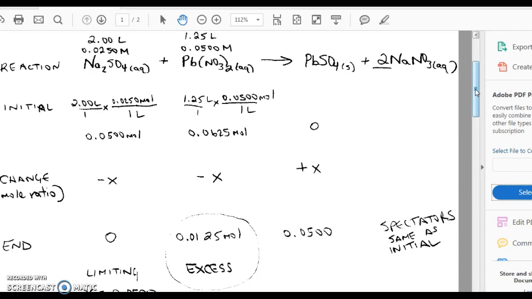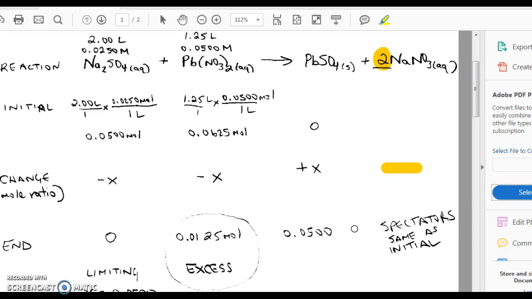Now if I had coefficients in front of any of these, I would have to use 2x. If there was a 2 coefficient, so if I was considering this sodium sulfate, I would have to put a 2x plus 2x in this area of my change for the sodium sulfate because of that coefficient of 2. So then when I look at that and I see that they react in a 1-to-1 mole ratio, for every mole of sodium sulfate, I'm going to use 1 mole of lead nitrate. I can see I have more lead nitrate.